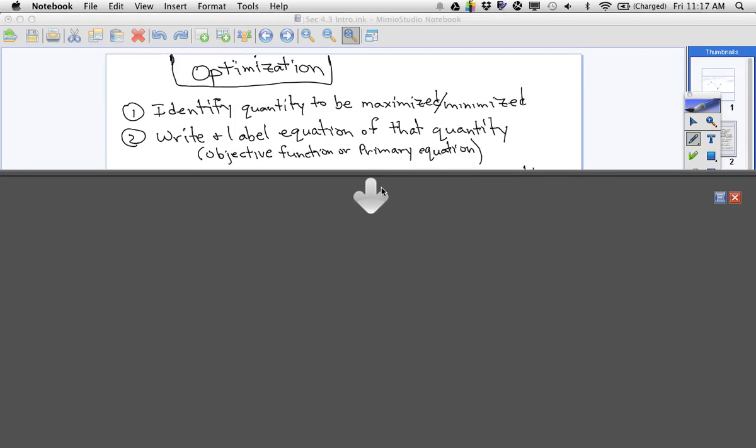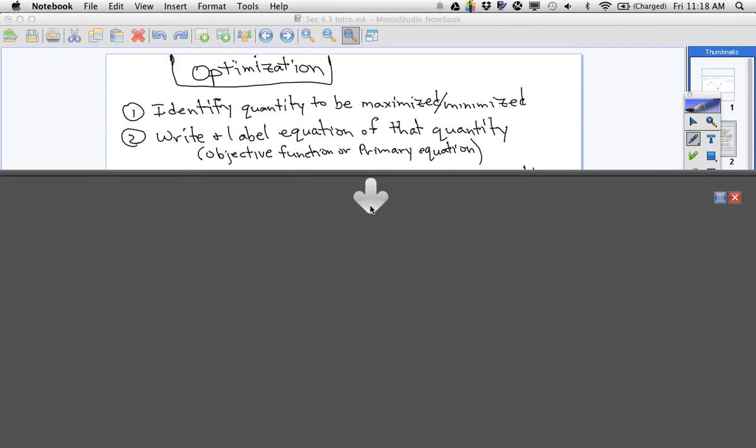Now, that's called the objective function or the primary equation, right? Some books call it the objective function. Some call it the primary. Your objective is to find the profit, okay? It's the main equation, like the primary equation. All right? So if I was looking for profit, I might start out my equation being profit equals revenue minus cost. I might just write that out.